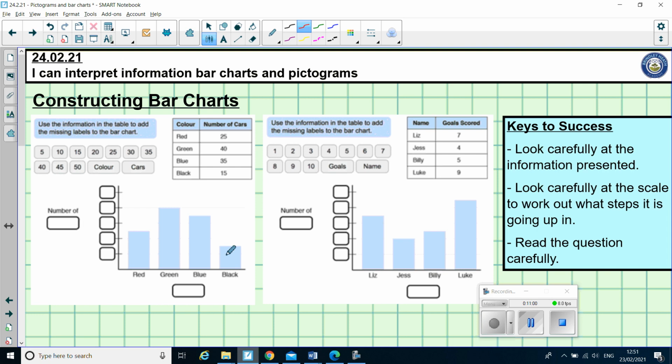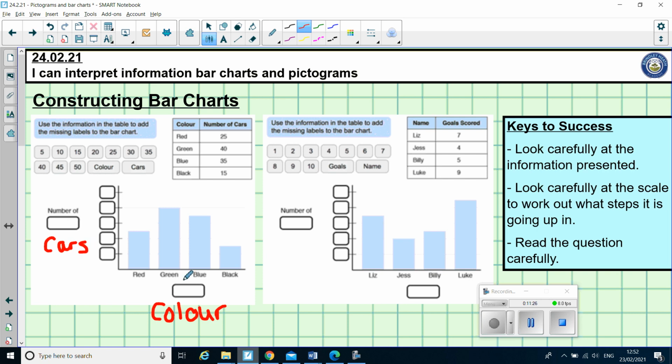Well, those along the bottom, they're colours, aren't they? So I know I'm not going to choose cars along the bottom, I'm going to choose colour. So along the bottom, I'm going to write it under that box because I don't think I can fit it in. Okay. Along the bottom, that axis is colour. Then we've got number of cars, isn't it? So again, I'm not going to write it in the box because I don't think I can fit it in.